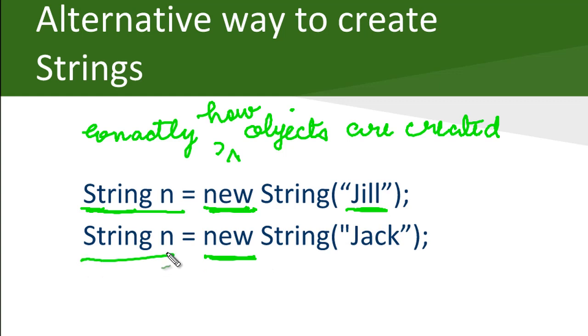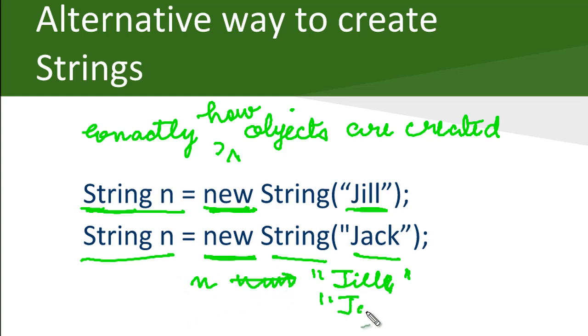Similarly, here we can see the name is n. We are using the new operator to create a new object. Then to the constructor we are passing the sequence of characters Jack. So like we saw previously, new strings Jill and Jack will be created. Initially n was pointing to Jill. In the second step n will point to Jack. So in the first step the n reference variable or the object will point to a Jill object that will be created, and when you write the second line, n will stop pointing to Jill and n will now point to Jack. So this is just another way of creating strings.